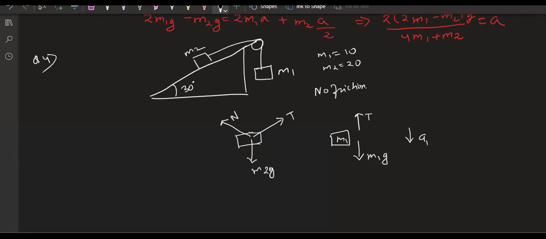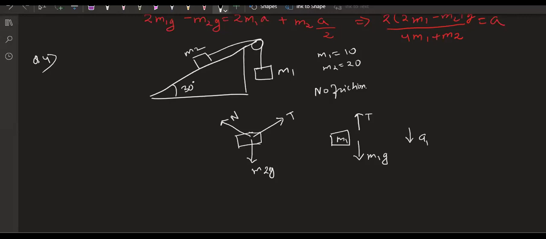Okay, sorry, I was muted. Thank you, Mohit. So M1 you understood. M1 is easy. For M1 we have only two forces: M1G in the downward direction, tension in the upward direction. That is equal to mass into acceleration.